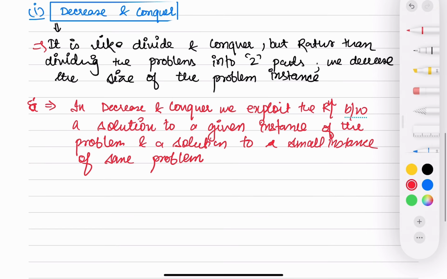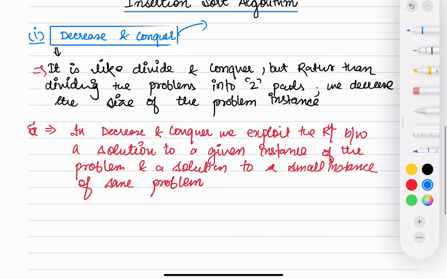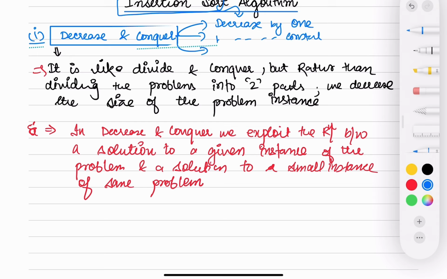Those who know, decrease and conquer has three variants. One is decrease by one. The insertion sort algorithm is part of decrease by one. We'll see how the insertion sort algorithm works, and you will figure out why we are calling it decrease by one. Then you have decrease by a constant factor, like n by 2, and you have variable size decrease.